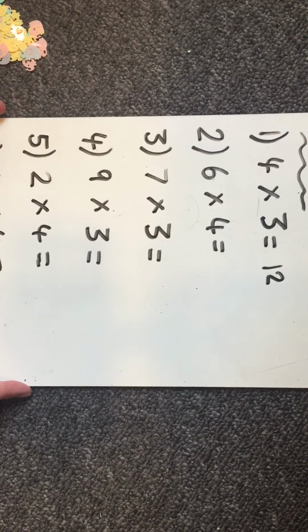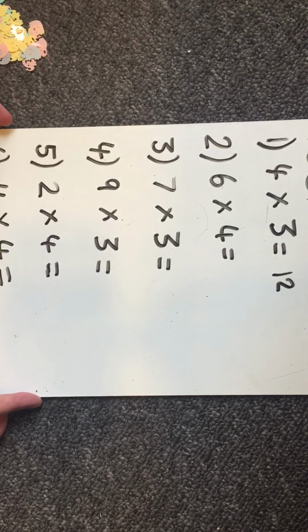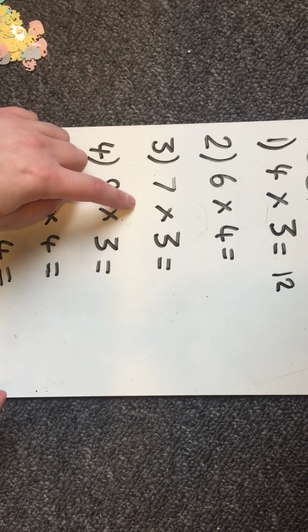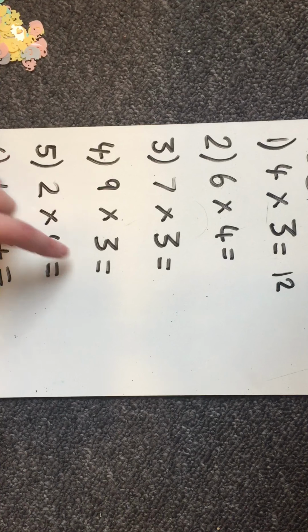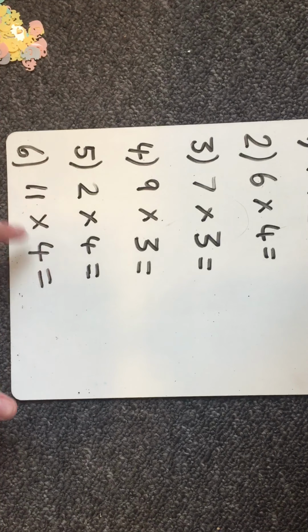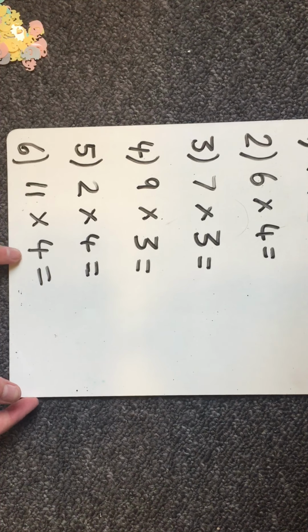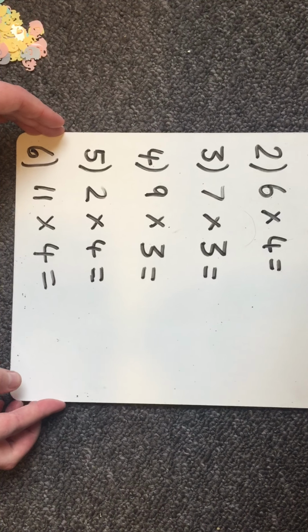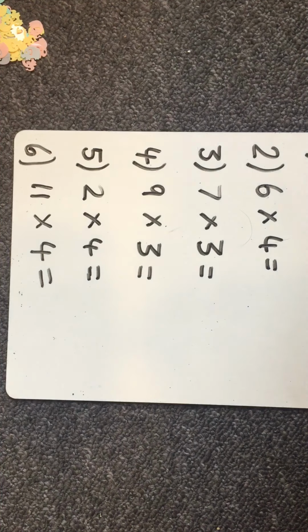I would like you to use any of these methods to work out 6 times 4, 7 times 3, 9 times 3, 2 times 4, and 11 times 4. This is a tricky one because it goes over 10. So you might do 10 times 4, and then add on 1 times 4. Pause the video and complete those now. Once you're done, we'll correct them together.